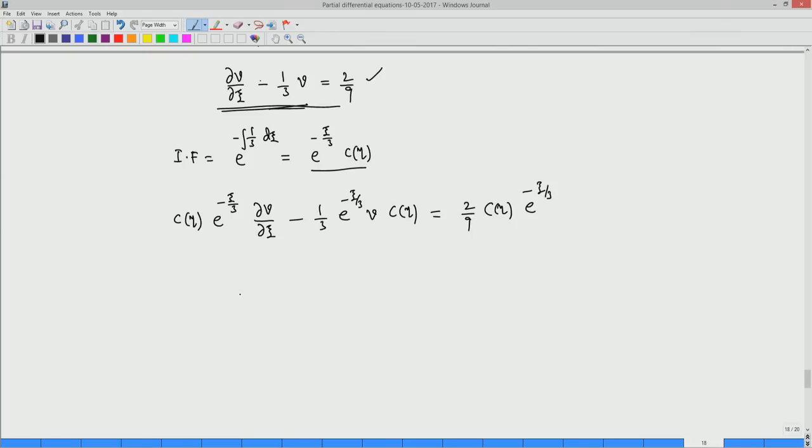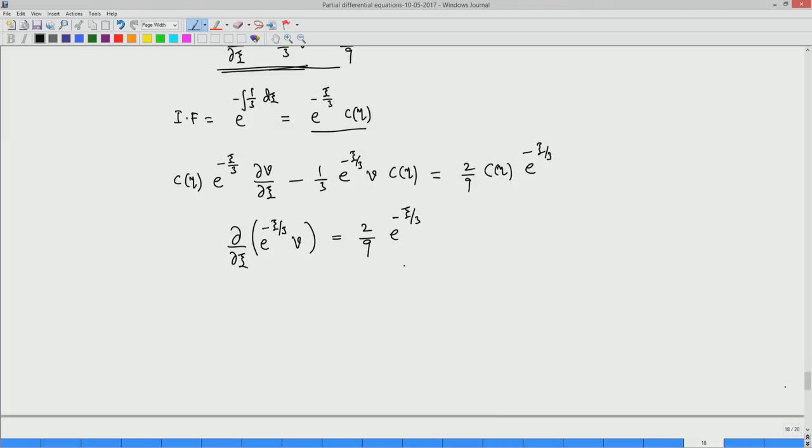If you do that, what is this one? This is actually equal to dou xi of e power minus xi by 3 into v equal to 2 by 9 e power minus xi by 3.